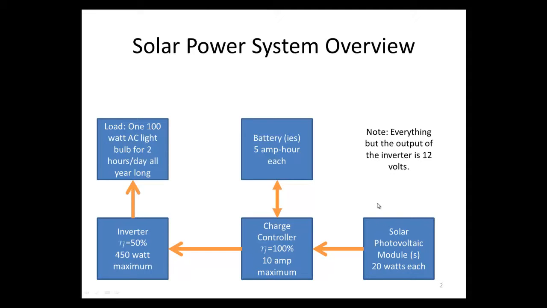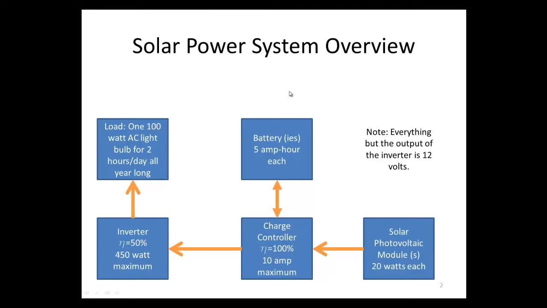The other thing we have to note is that everything but the output of the inverter is 12 volts, and it's DC. So from the solar module to the charge controller is 12 volts, from the charge controller to the battery is 12 volts, and from the charge controller to the inverter is 12 volts. That's all DC. Then the inverter outputs 120 volts AC, just like what you use in your home. Okay, so that's the overview of the system.